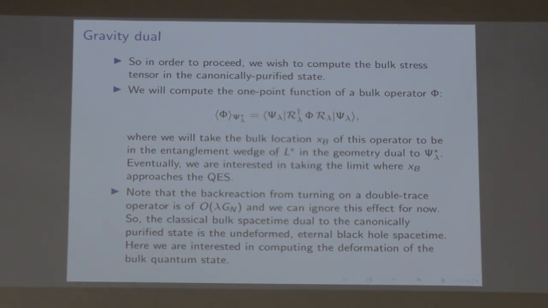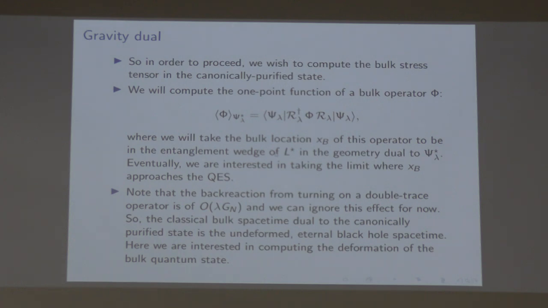Alright, so as I said, in order to proceed, we need to compute the bulk stress tensor in the canonically purified state. So basically, this is the computation we need to do. Let's say phi is some bulk operator. We're going to take the case where phi is the bulk stress tensor. But for now, let's say phi is the bulk operator whose one point function you want to compute in the canonically purified state, as written in this expression.